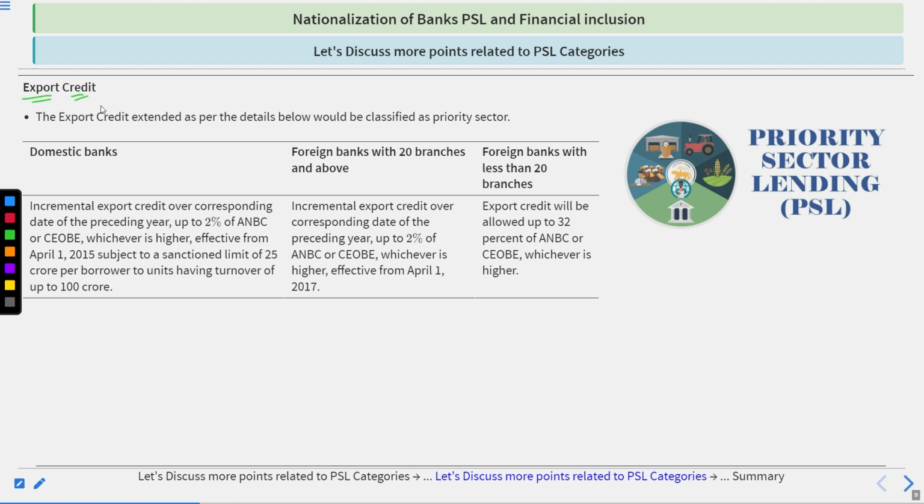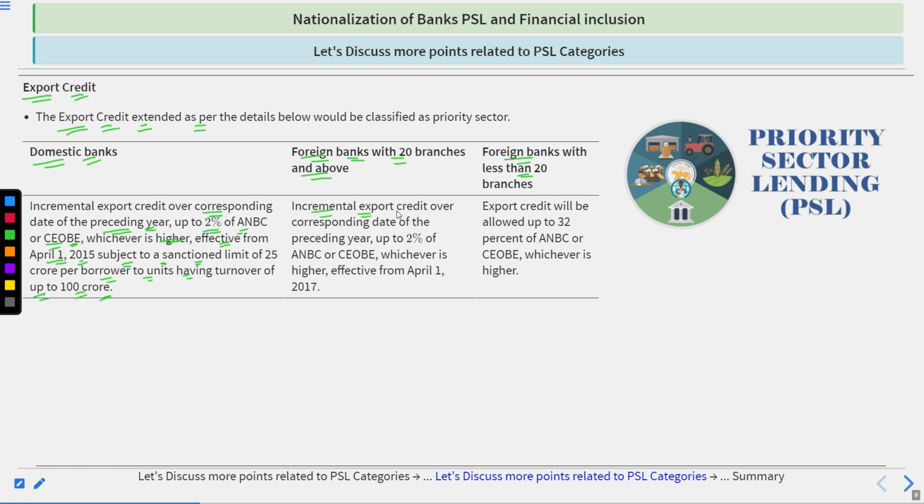Now, the export credit. The export credit extended as per the details below would be classified as priority sector. Domestic banks, foreign banks with 20 branches and above, foreign banks with less than 20 branches. Domestic banks: incremental export credit over corresponding date of the preceding year, up to 2% of ANBC or CEOBE, whichever is higher, effective from 1st April 2015, subject to a sanction limit of 25 crores per borrower to units having turnover of up to 100 crores.